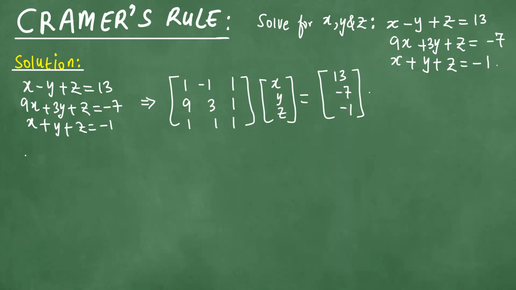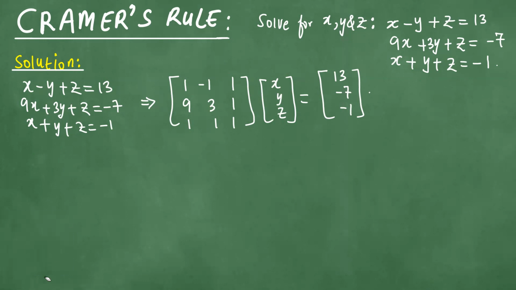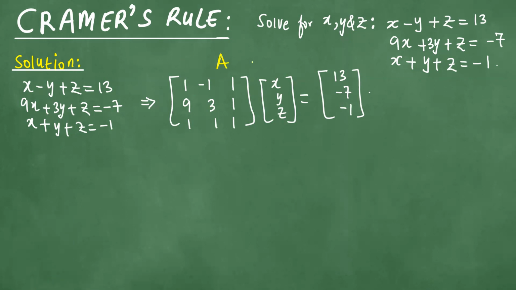Right, so we note that this is a matrix equation of the form AX equals B. In which case, we let A be the coefficient matrix, which is 1, minus 1, 1, 9, 3, 1, 1, 1, 1.